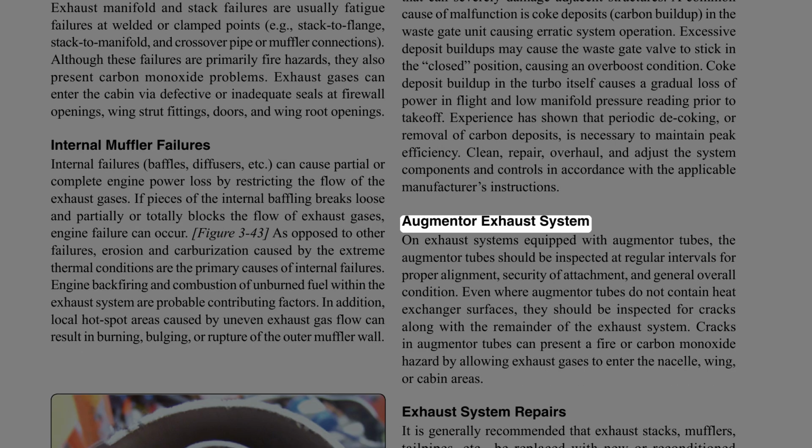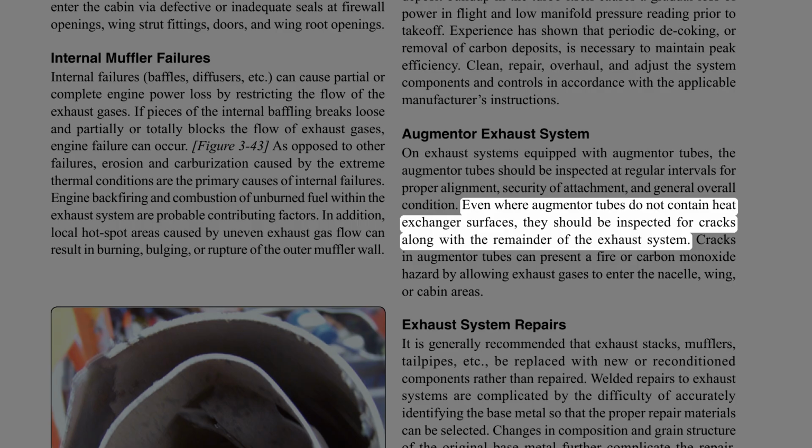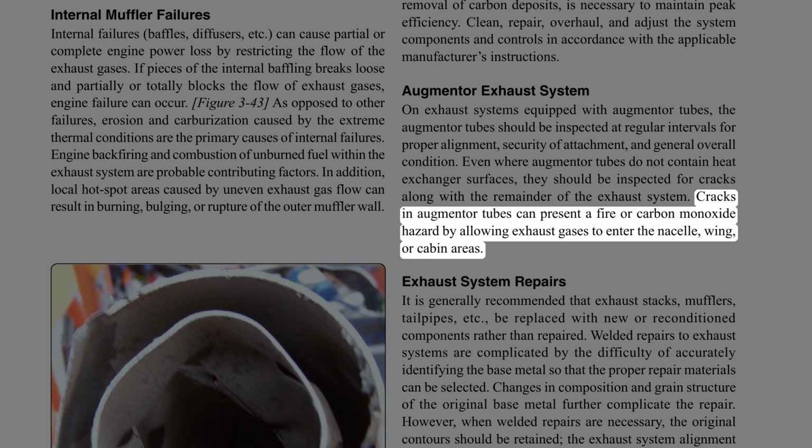Augmentor exhaust system. On exhaust systems equipped with augmentor tubes, the augmentor tubes should be inspected at regular intervals for proper alignment, security of attachment, and general overall condition. Even where augmentor tubes do not contain heat exchanger surfaces, they should be inspected for cracks along with the remainder of the exhaust system. Cracks in augmentor tubes can present a fire or carbon monoxide hazard by allowing exhaust gases to enter the nacelle, wing, or cabin areas.